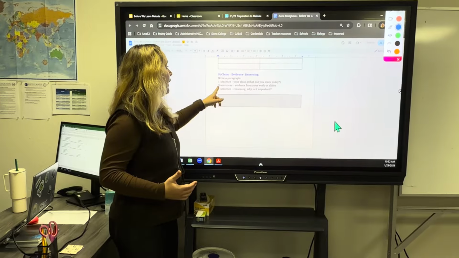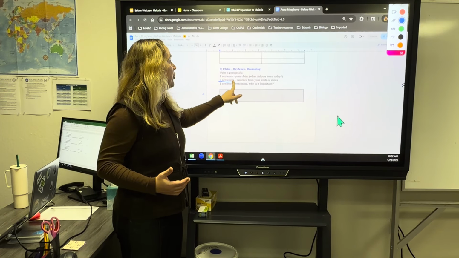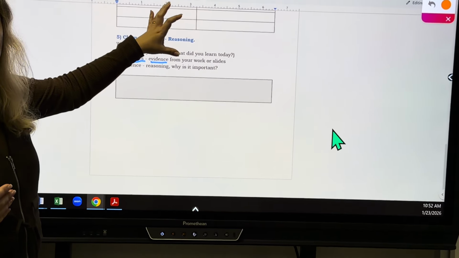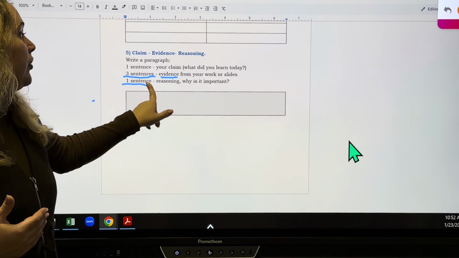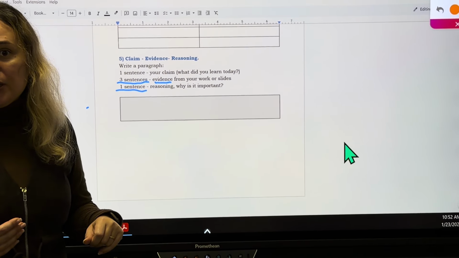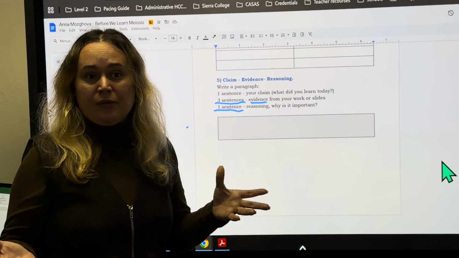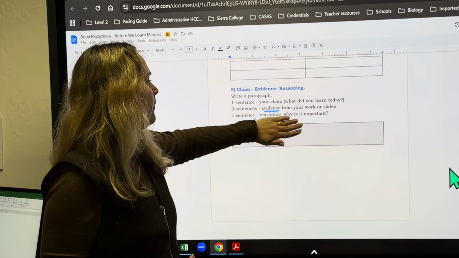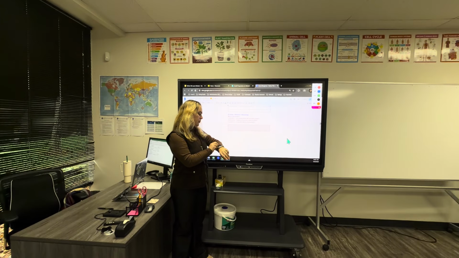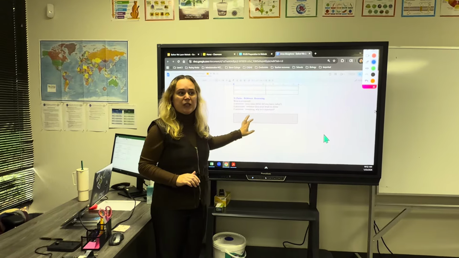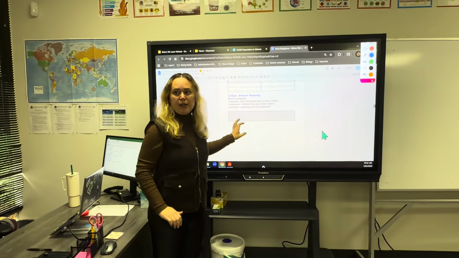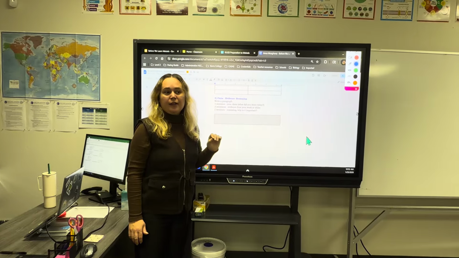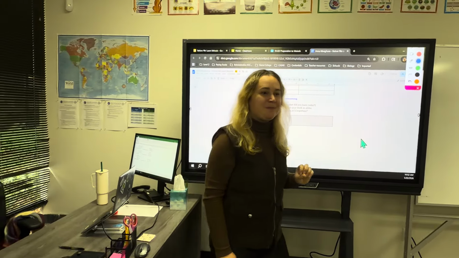This is your statement. After that, you will need to find 3 evidence from the presentation or from your work here. And the last sentence, reasoning. Why is it important to know that? So you have 10 minutes to finish this assignment. Sorry, you have 15 minutes to finish this assignment and type your paragraph. After you finish, turn in your homework in Google Classroom.